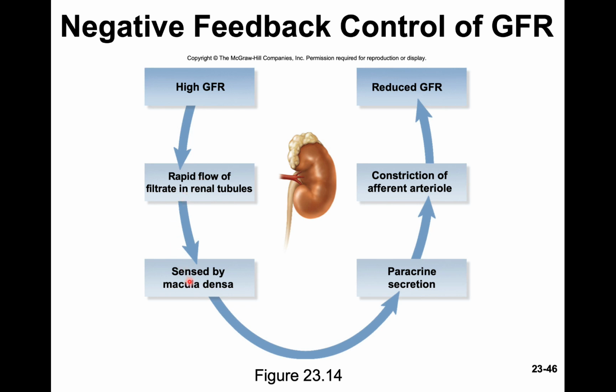Macula densa cells will sense this concentration. They will send a signal, which is called a paracrine signal, to the JG cells to constrict the afferent arteriole, decreasing how much blood is getting into the glomerulus and therefore reducing the GFR. This whole process, this is the essence of renal autoregulation. It is a type of negative feedback control.